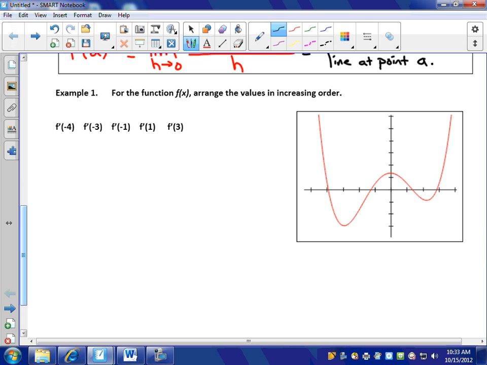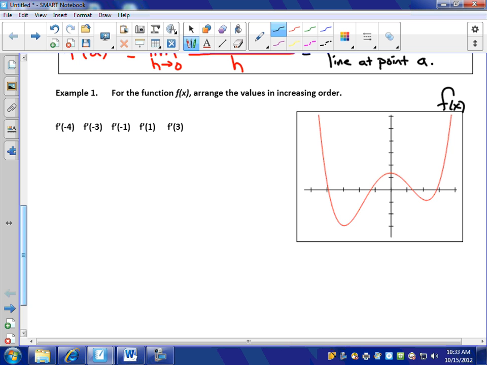This is really a basic example, but it's also somewhat difficult for people to understand. It says for the function f of x, we'll call this f of x, arrange the values in increasing order: f prime of negative 4, f prime of negative 3, f prime of negative 1, f prime of 1, and f prime of 3. So, can you make sense of what that's actually asking me to do? The slopes at those points.